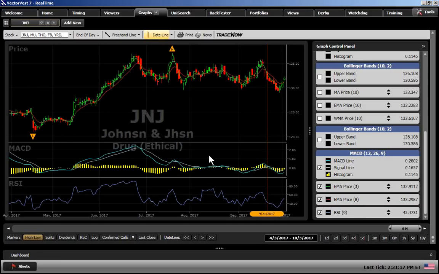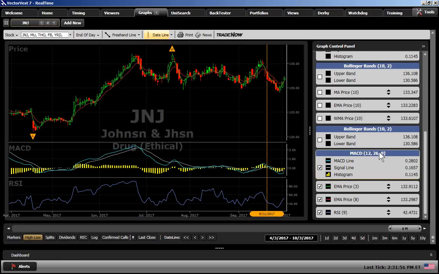How does the signal line and the MACD line trigger a buy or a sell? Remember, the MACD line is built from 2 exponential moving averages, and the signal line is looking at those 2 exponential moving averages. I think it's a 12 and a 26. Yeah, a 12 and a 26. And then the signal line is the 9-period exponential moving average. So I'm looking at the 9-day exponential moving average crossing above the difference between the 12 and the 26.